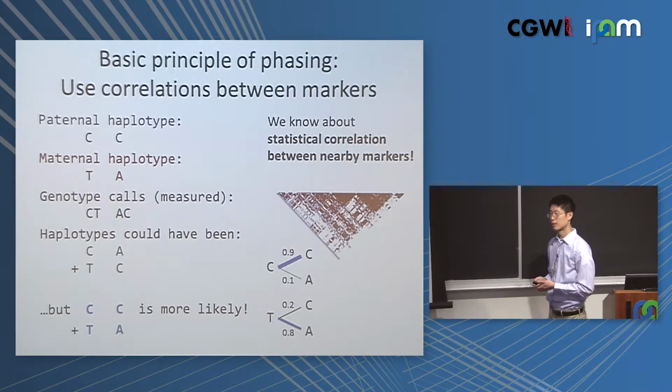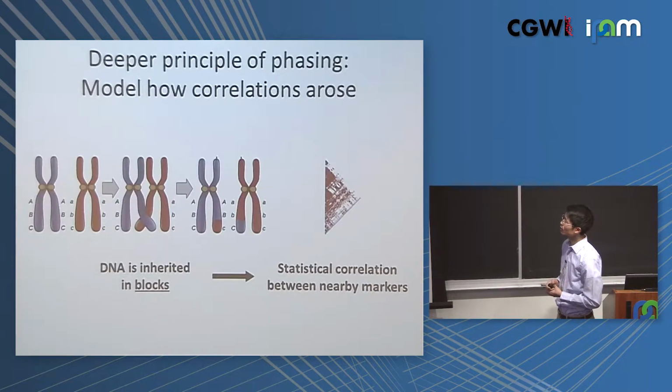So that's the basic principle, is to try to leverage statistical correlations in a larger data set. But we can do a little bit better. And the way that we can do a little bit better is to think about how I told you observationally that there are correlations. There's LD, linkage disequilibrium, between nearby markers in the genome. But how did those actually arise?